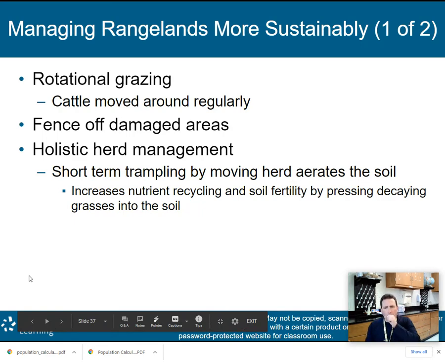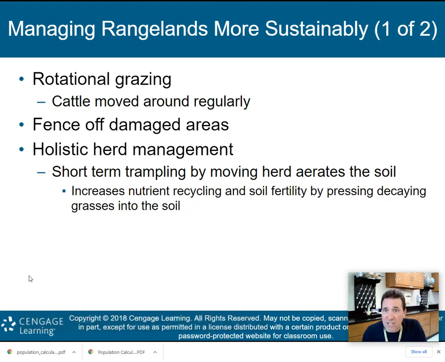So how can we manage rangelands more sustainably? A lot of this is common sense. Rotational grazing: move the cattle around so they're not grazing in one particular area. Move them a little bit here, a little bit there, and then you're okay. Fence off damaged areas so that they have a chance to replenish themselves.